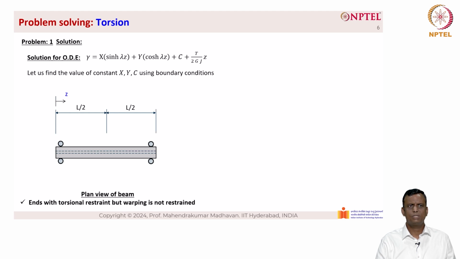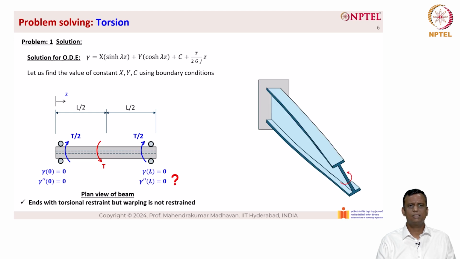So we know that the twisting is arrested, so gamma of 0 equal to 0 and gamma of L equal to 0. At the center there is a concentrated torque T, and the reaction is given by T by 2 on both sides. So we also know that gamma double dash of 0 equal to 0 and gamma double dash of L equal to 0. Now let us find out how this is happening.